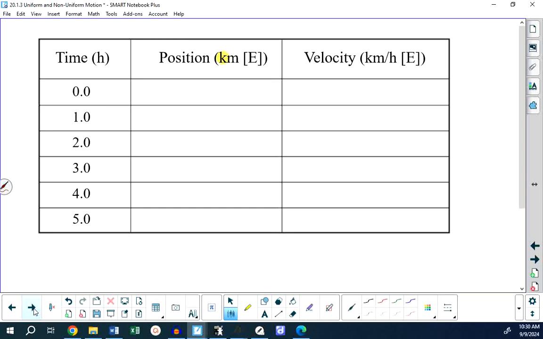Well, let's start with the velocity. It will be 800 at the beginning and 800 everywhere else because it's uniform motion. We're back to stuff we talked about last week.